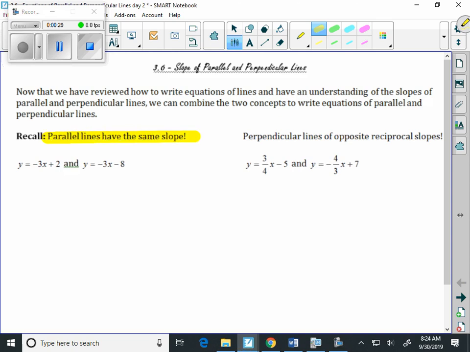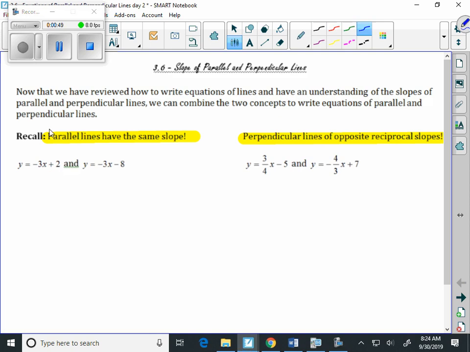And then what happens is that perpendicular lines have slopes that are opposite reciprocals. Opposite means that one of the slopes will be positive, the other slope will be negative. And reciprocal means that we flip the fraction. What's on the bottom of the fraction becomes the top.